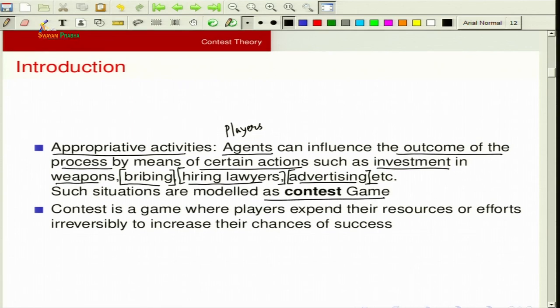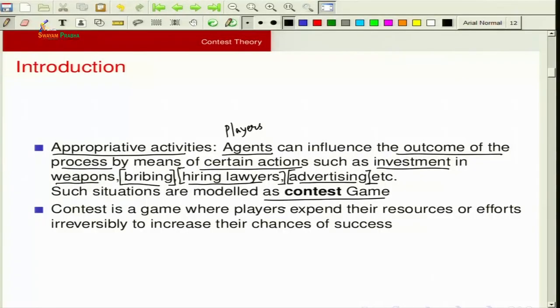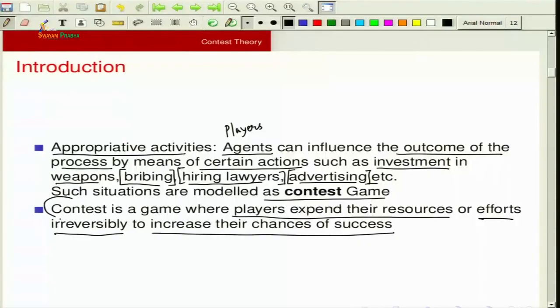We have been doing many games in this course. We started with prisoner's dilemma, then we did an R&D competition between two firms, then we did battle of sexes. When we were explaining ESS, we also took up hawk and dove game. In the same sense, this contest is a game. Basically, contest is a game where players expend their resources or efforts irreversibly to increase their chances of success, chances of winning. For example, in some litigation, a person will try to hire a better lawyer to win that case. This kind of situation we model with the help of contest game.